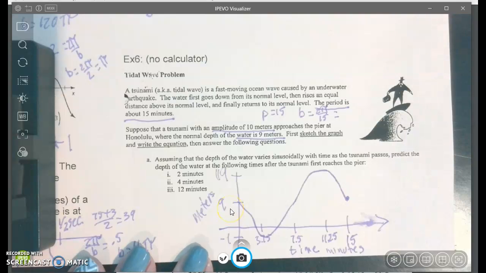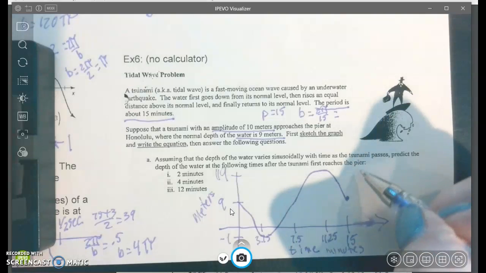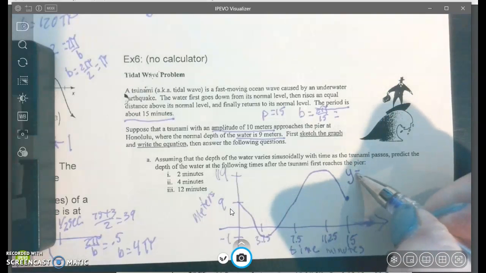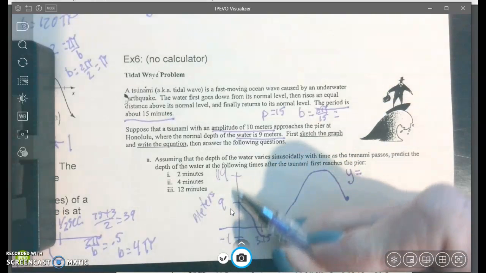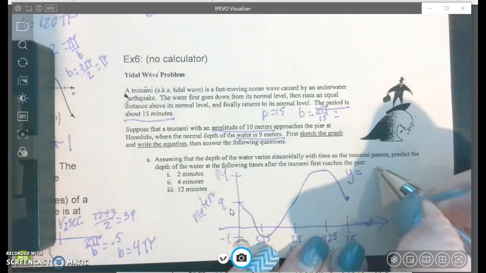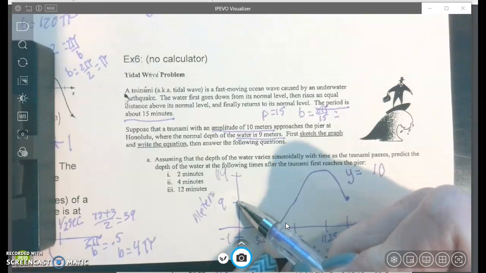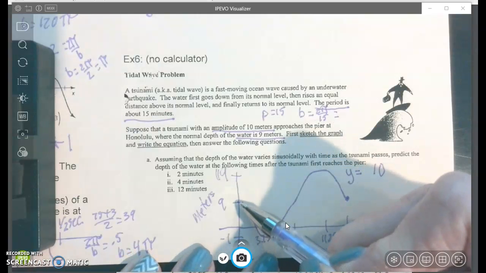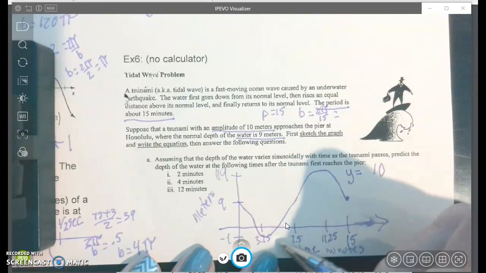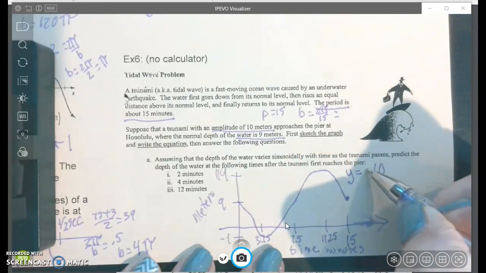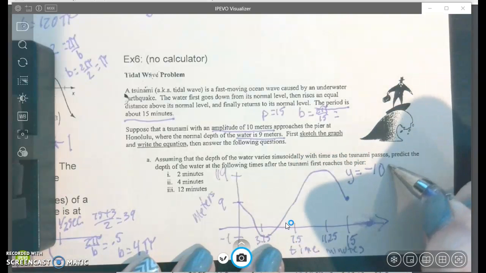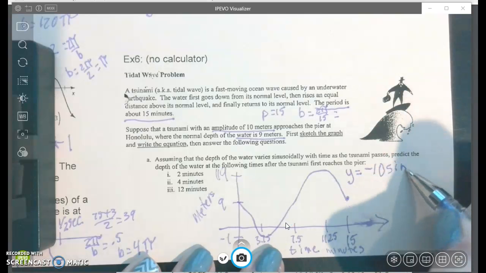So what we're looking for is first an equation. So let's write our equation. Y equals, and now the amplitude is 10. So we're going to write y equals 10. Now, we do know if we're using a sine function here, it does start at the midline and go down. So our sine function will work, but it is a negative. So we could write a negative sine.